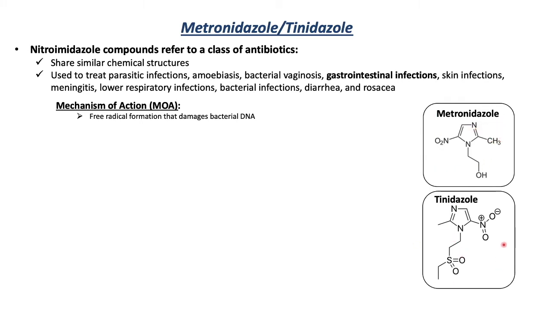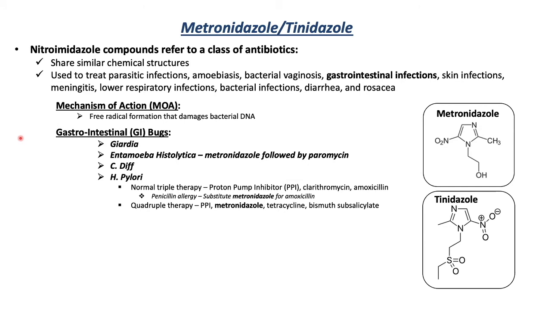GI bugs treated with metronidazole and tinidazole include Giardia, Entamoeba histolytica, in which metronidazole is followed by vancomycin, C. diff, and Helicobacter pylori. The normal triple therapy is a proton pump inhibitor, clarithromycin, and amoxicillin. If there's a penicillin allergy, one should substitute metronidazole for amoxicillin.